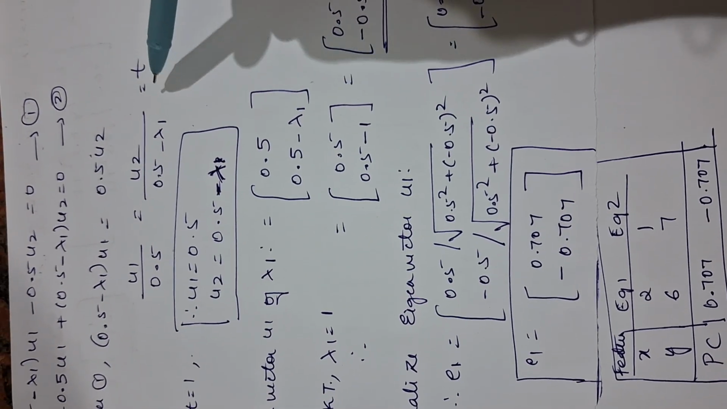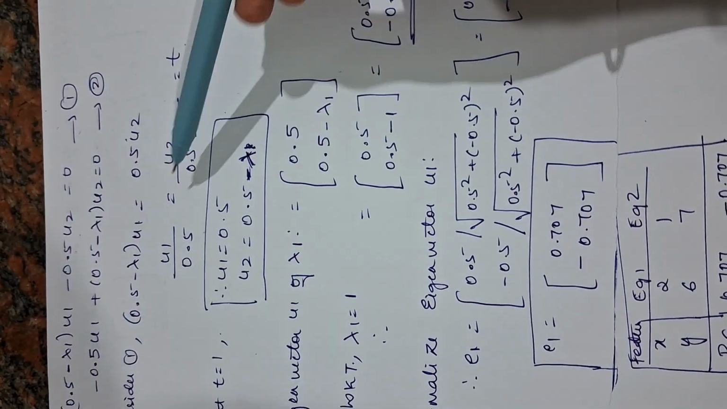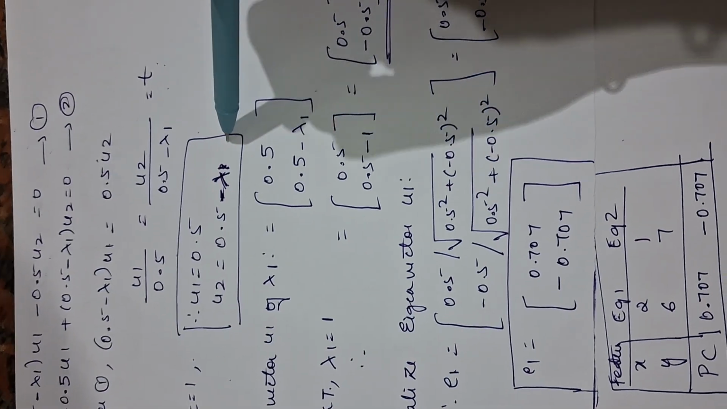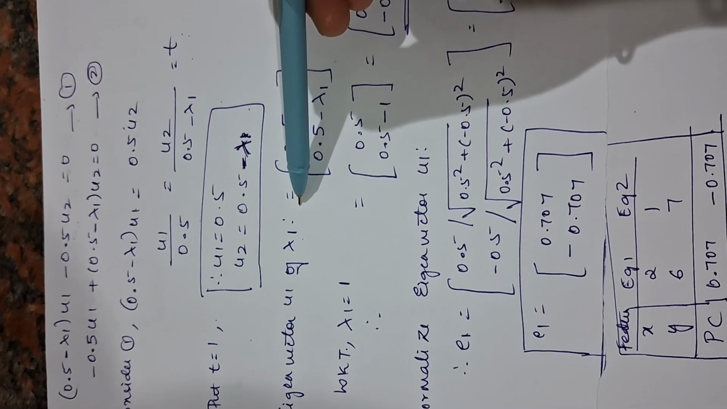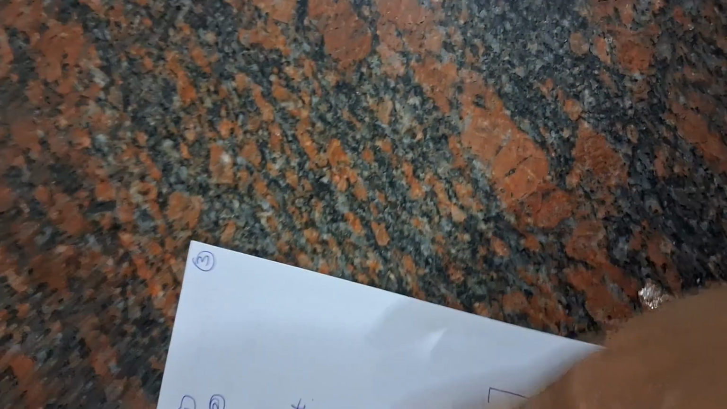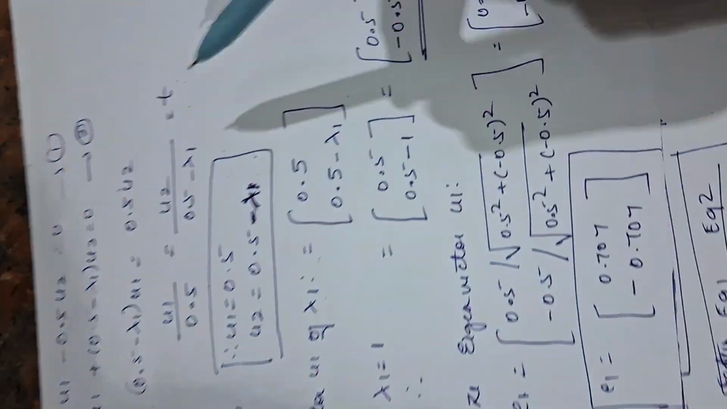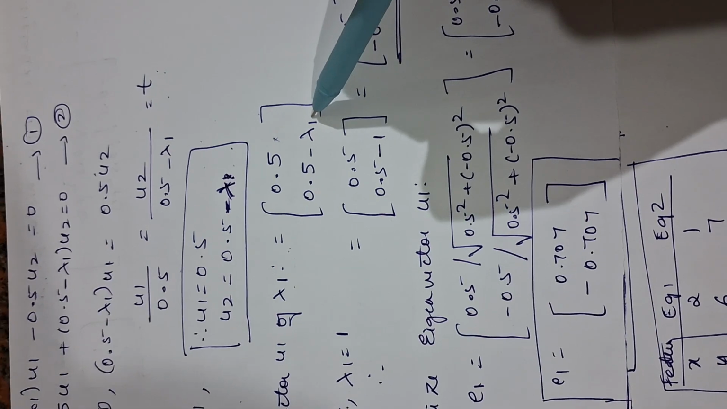To keep it simple, equate it to t. To keep it simple, make t equal to 1. Therefore you get u1 is equal to 0.5 and u2 is equal to 0.5 minus lambda 1. Now, therefore, the eigenvector of lambda 1 is what? You know u1, u2, right? So u is u1 and u2. So this is u1, 0.5, and this is u2, 0.5 minus lambda 1.